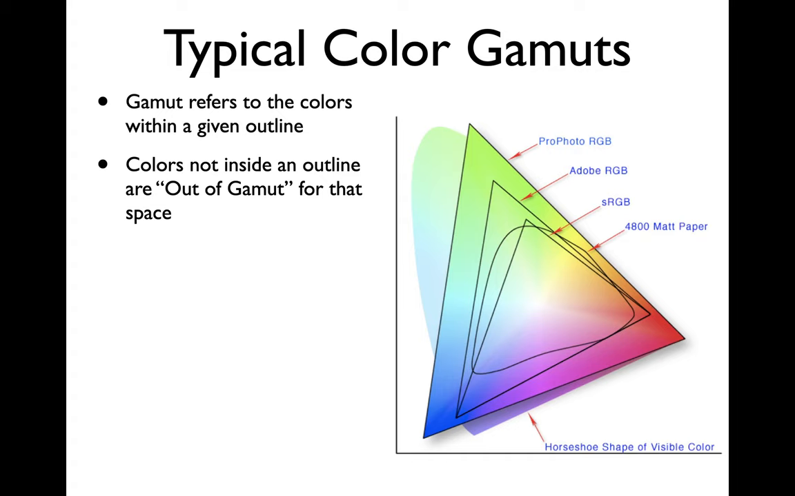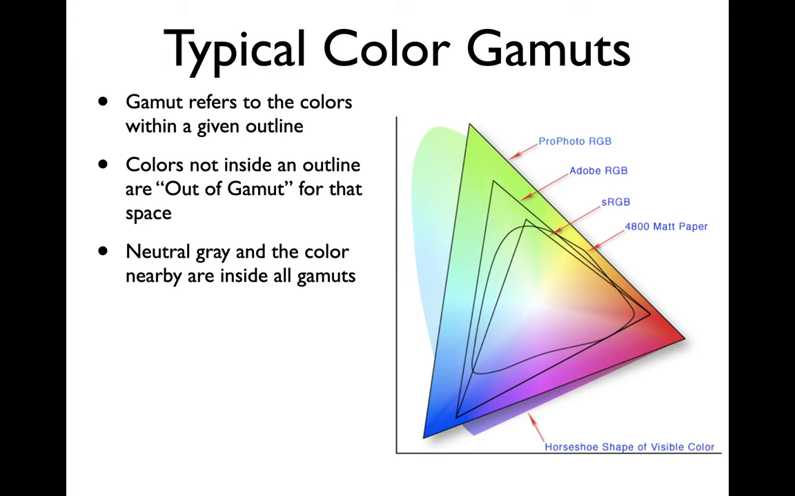If it's an important color to us, we have an issue with how to deal with the out of gamut color, because you don't simply want to throw it away. That's where detail exists. That's where tone exists. That's where color information about your image exists. You don't want to just toss it.